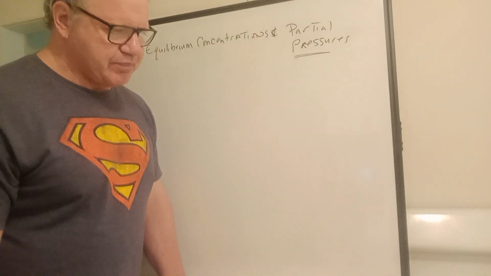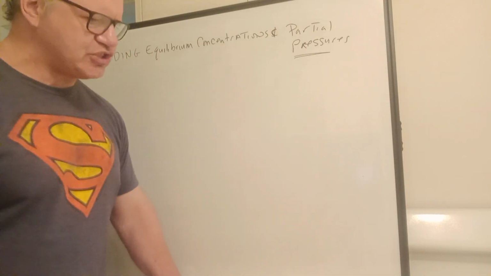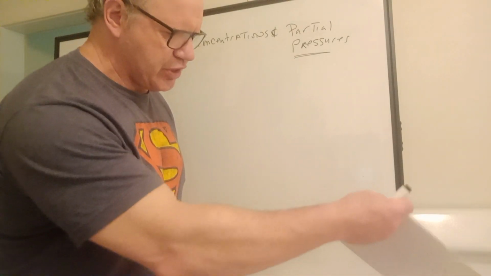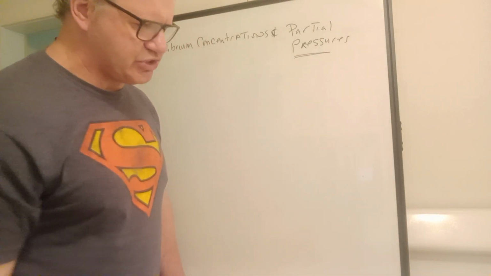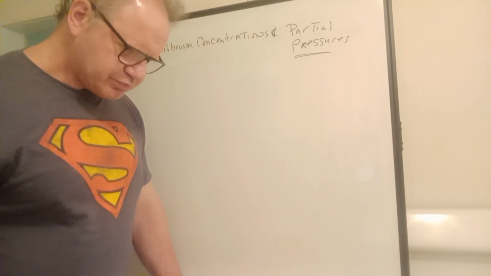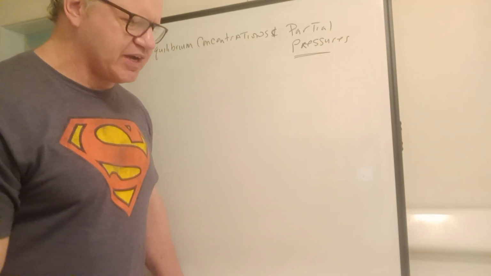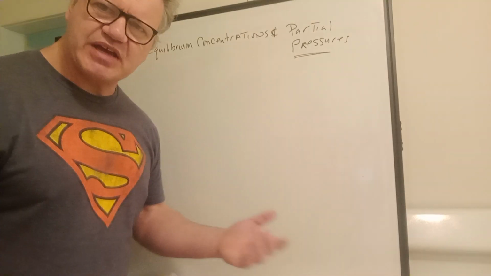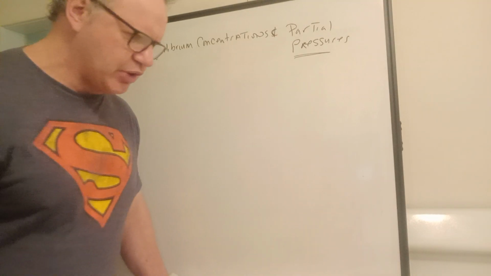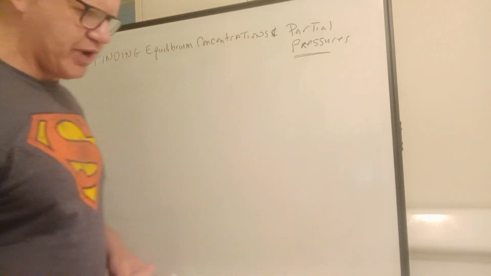This is in the note set, in the unworked out note set. It's approximately page 17, and I say that because, as I modify these things, the page sometimes shifts by a page or two. So the section will be called Finding Equilibrium Concentrations.